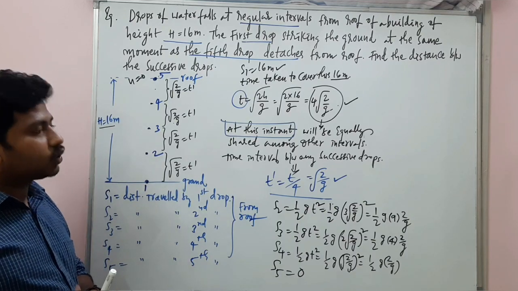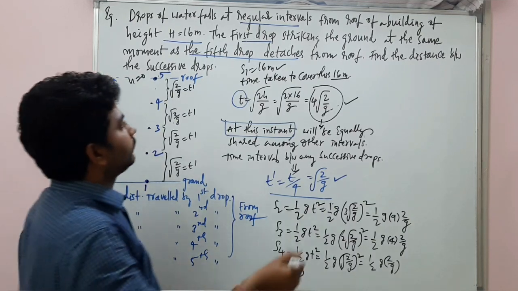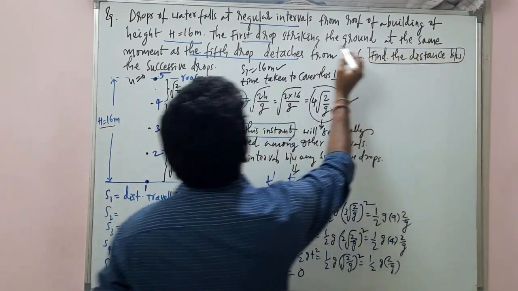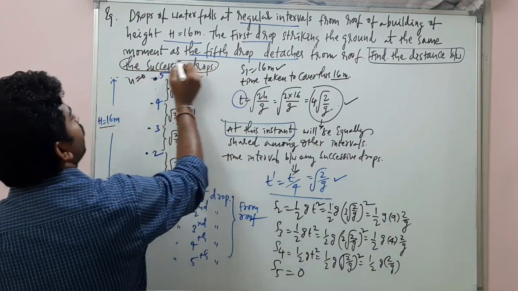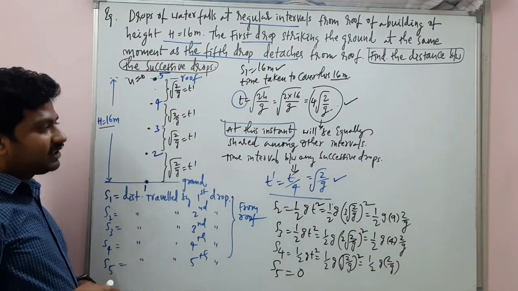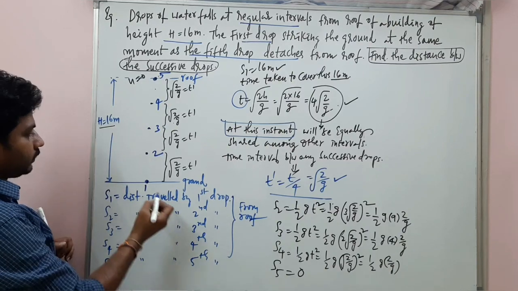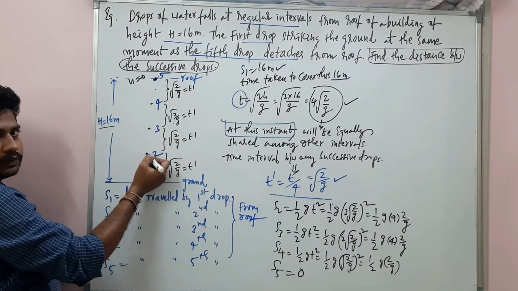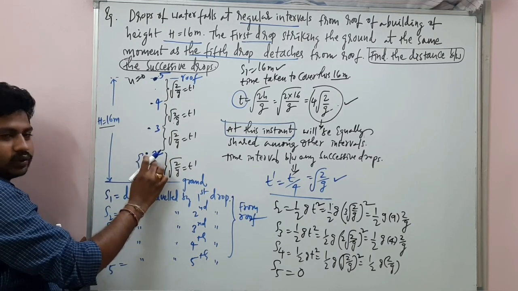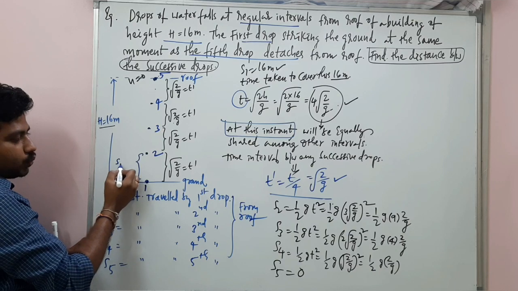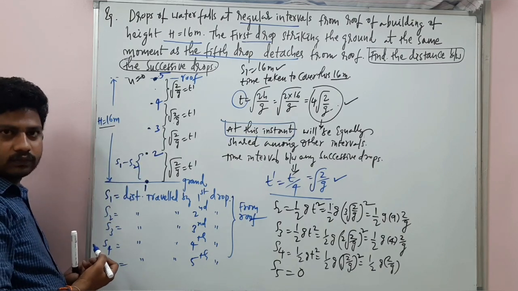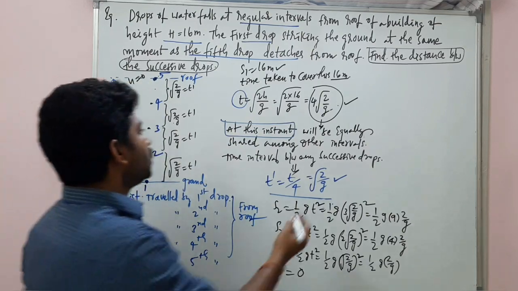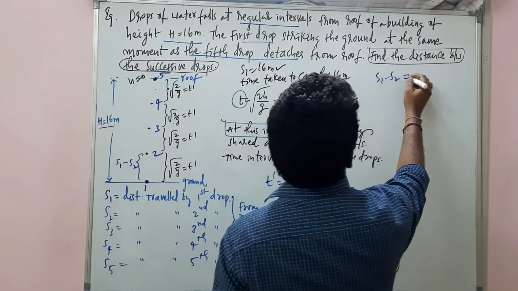Now, the question. Read it once again. What is the question? Find the distance between the successive drops. Distance between the successive drops. This is S1 and this is S2. What is the distance between these two? That's the question. So is it S1 minus S2? Okay, so in this way we need to find the distance between successive drops. So what is S1 minus S2, my dear students?